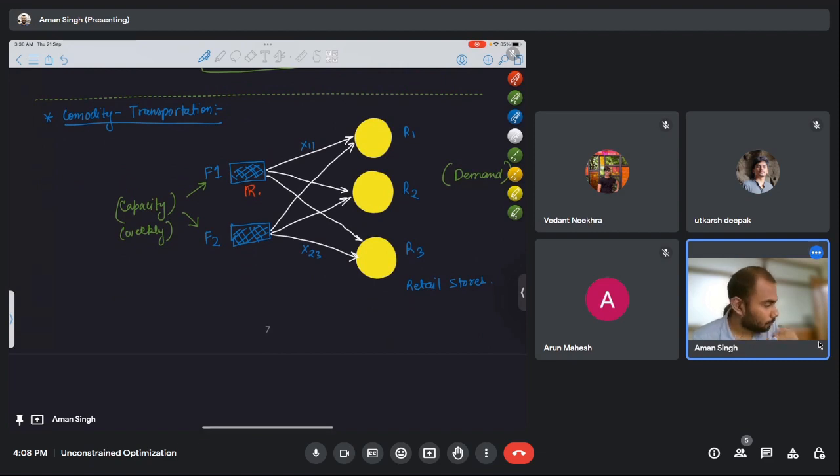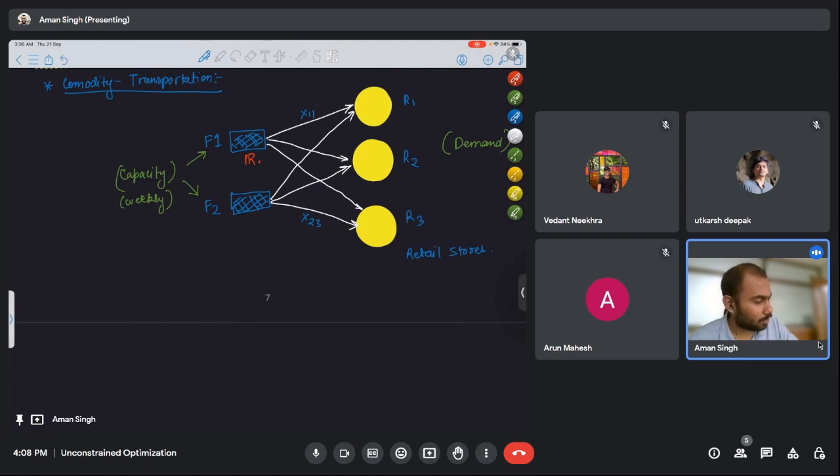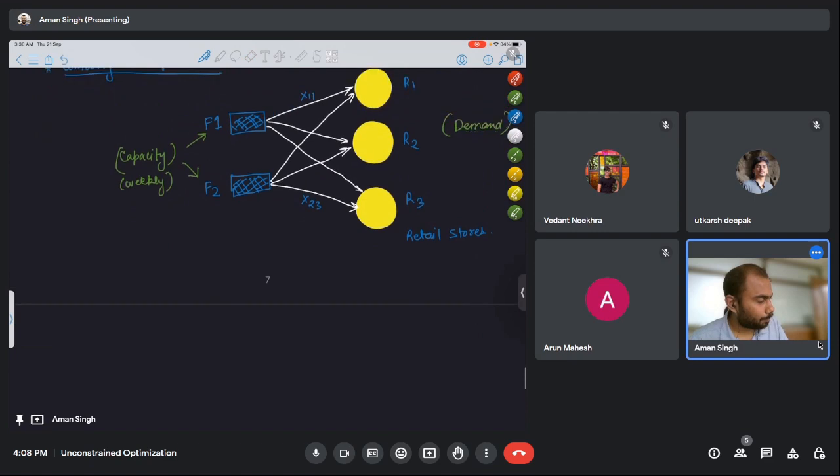Again, commodity transportation is an important problem to solve, and this is different from the previous problem if you look closely. So we'll define some terms first.